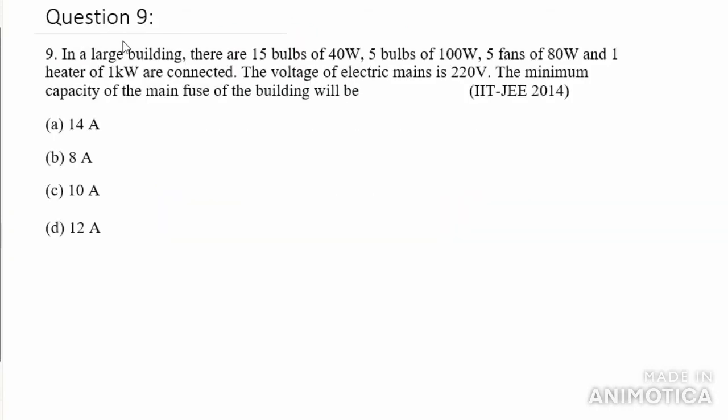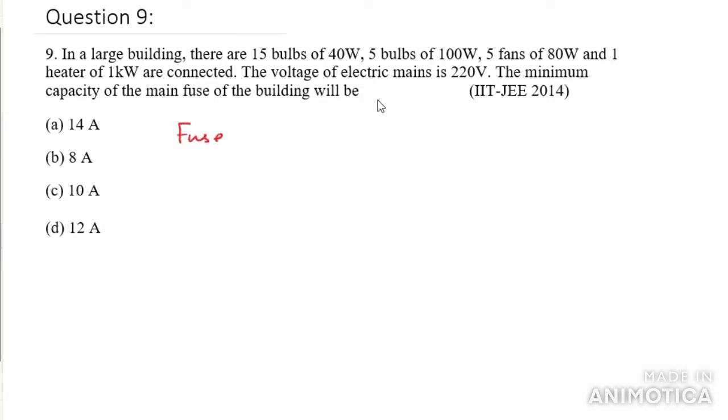The ninth question is, in a large building, there are 15 bulbs of 40 watt, 5 bulbs of 100 watt, 5 fans of 80 watt and 1 heater of 1 kilowatt connected. The voltage of electric mains is 220 volts. The minimum capacity of the main fuse of the building will be. So, you will find the minimum capacity of the main fuse.